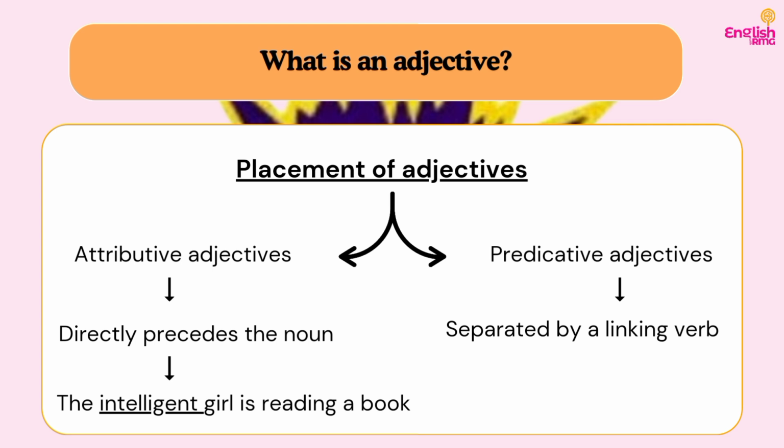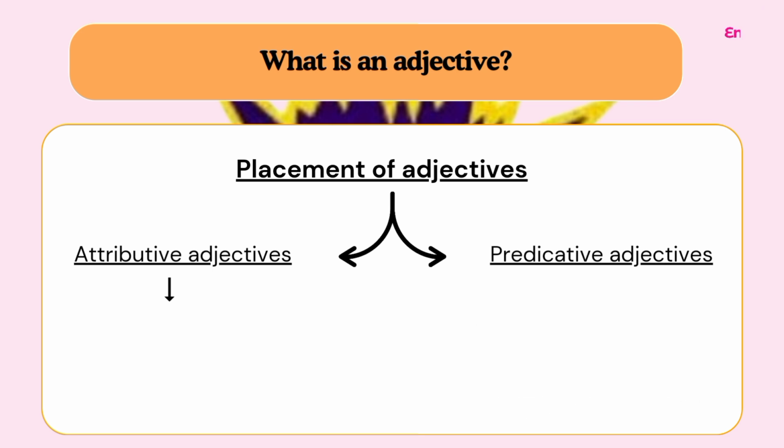However, on the other hand, predicative adjectives are usually separated by a linking verb. That is, it is not usually right beside the noun it is modifying. So, for example, we have the girl is intelligent, already separated by is. So, the two types are what? Attributive adjectives and predicative adjectives. Let's consider a few other examples.